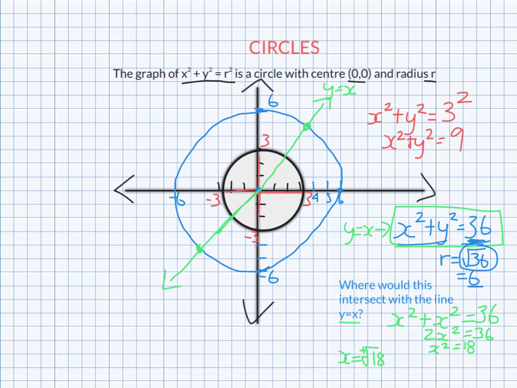This point here will have square root of 18 as the x-coordinate, but the y-coordinate's the same, so it'll also be root 18. And this point here will be negative root 18, negative root 18. All right? How easy is that? That's really all we need to know for circles. I'm now going to go on to the final topic of exponentials.